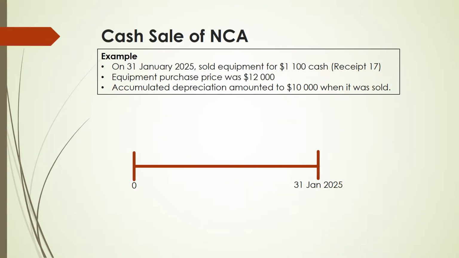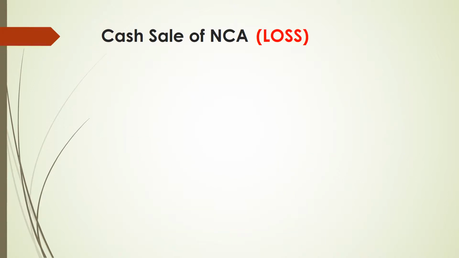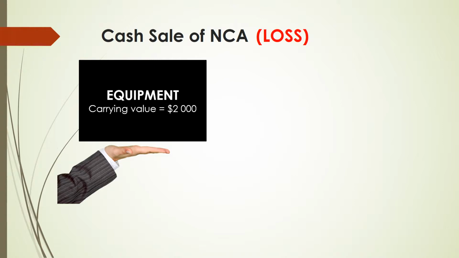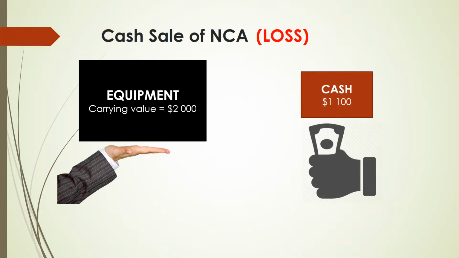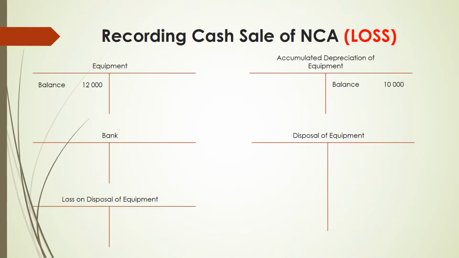Here in this example, we have sold equipment for $1,100 cash. The equipment was purchased for $12,000 and the accumulated depreciation to date is $10,000. Therefore, as at 31st of January, which is the selling date, the carrying value of the equipment works out to be $2,000. So on one hand, we're selling equipment with a carrying value of $2,000 and we are receiving cash of only $1,100. So effectively, we are making a loss on the disposal, where the proceeds from disposal is less than the carrying value.